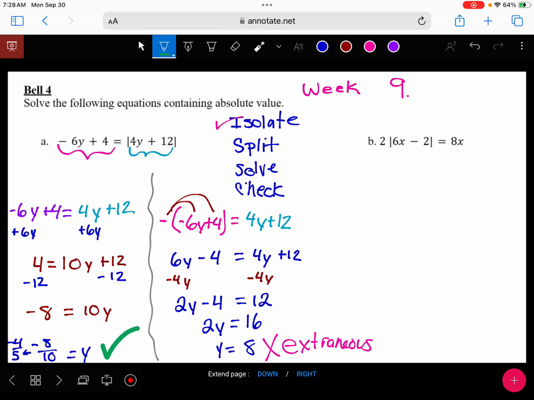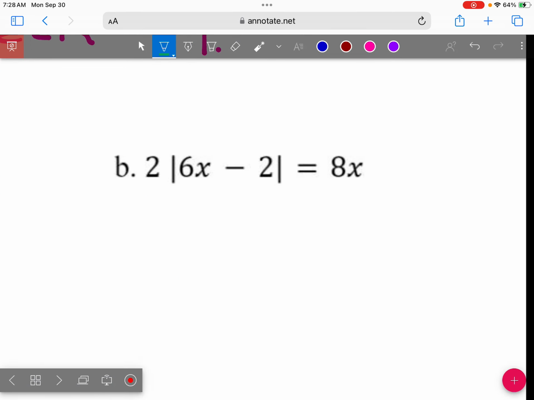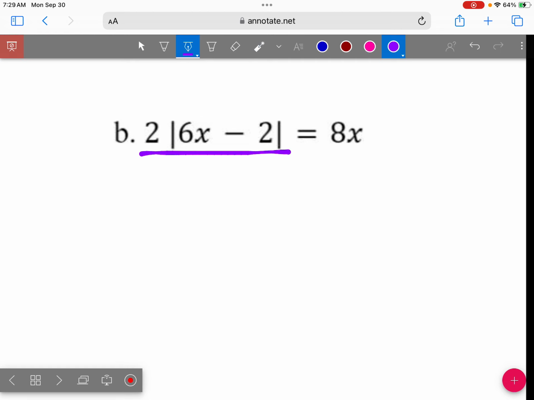The right-hand one is very, very similar. Same vibe. But I'm going to go through this one a lot faster. What do I need to do first on B? Isolate. So we're going to specifically do this by dividing by 2 on both sides.